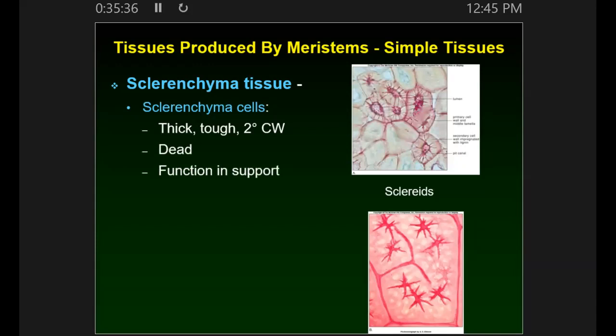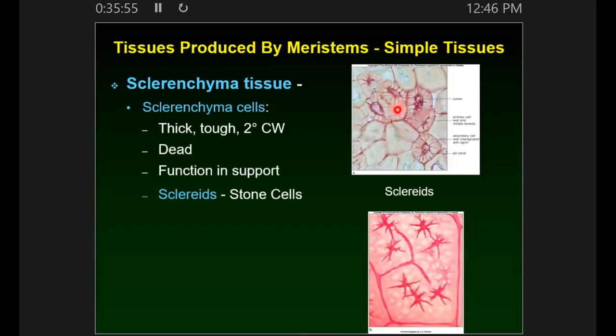Now, what you're looking at in these images is a special subtype. So there's a couple of different types of sclerenchyma cells. One is called sclereid. You're looking at these. You can see they look really different from each other. I mean, the one on the right kind of looks like a starfish. Those are all sclereids, kind of like that starfish look.